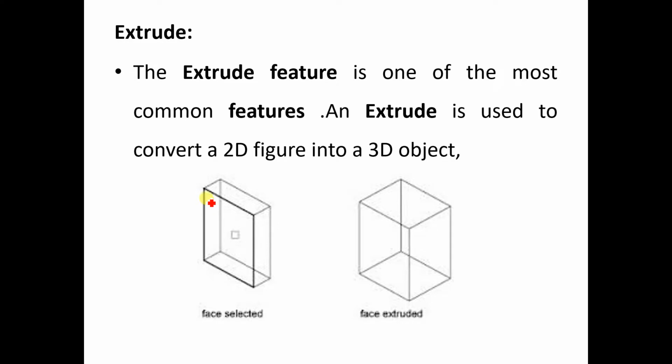Okay, so if you are drawing this rectangle using lines, you will select all these 4 lines and convert them into a single object using the region command, and afterwards you will extrude it. Then only you will get a solid object. If you are not doing this, you will get a surface. Okay, so this is the extrude command.